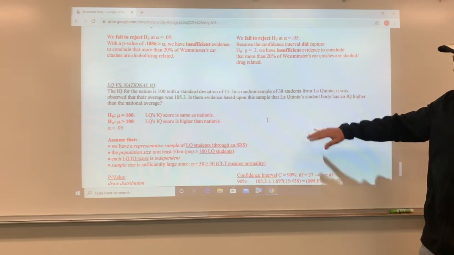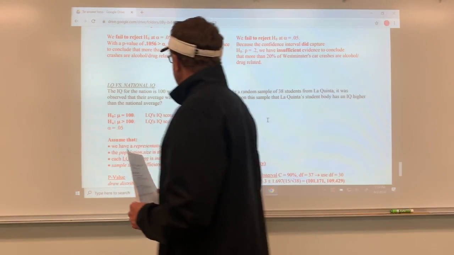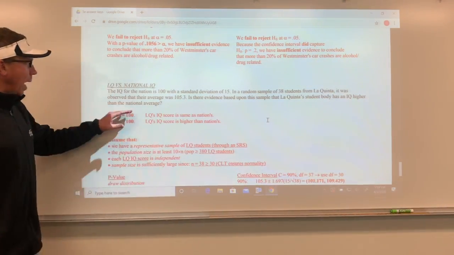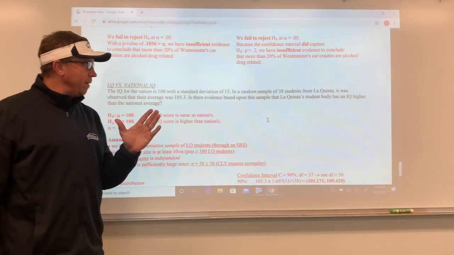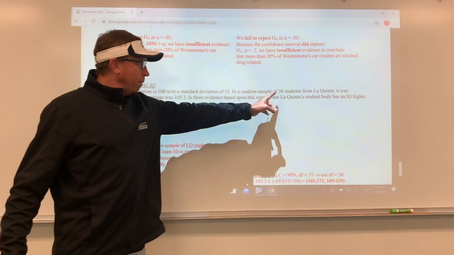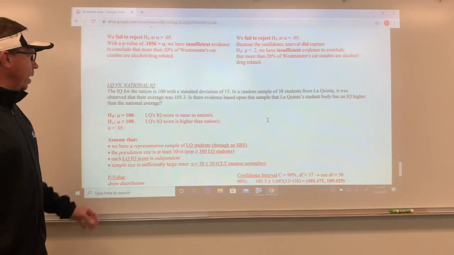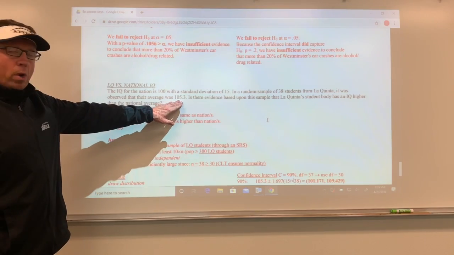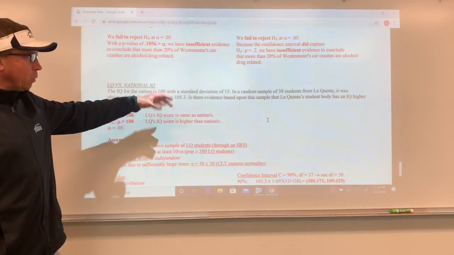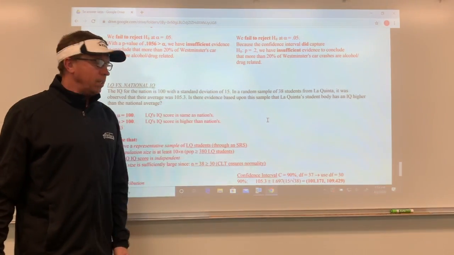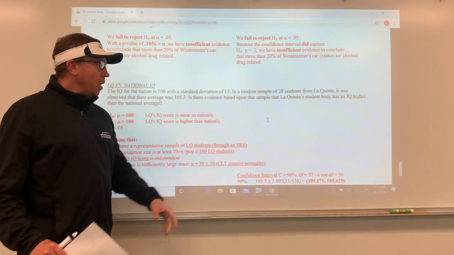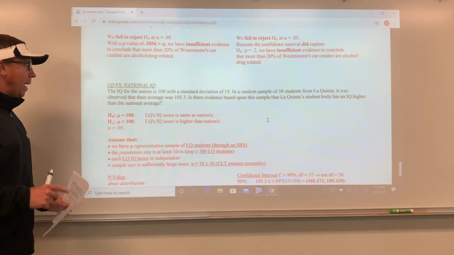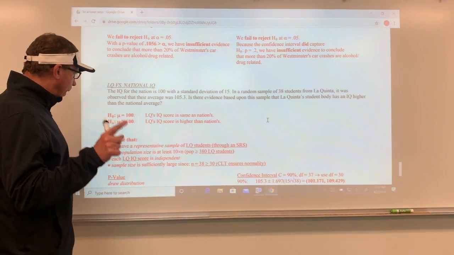problem. Let me read it to you. LQ versus the national IQ. The IQ for the nation is 100 with a standard deviation of 15. In a random sample of 38 students from La Quinta, it was observed the average was 105.3. I guess we'll assume it's the same standard deviation of 15. Is there evidence based upon this sample that the LQ student body has a higher IQ than the national average?